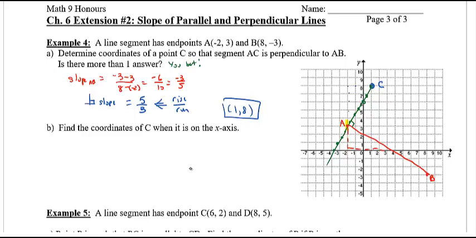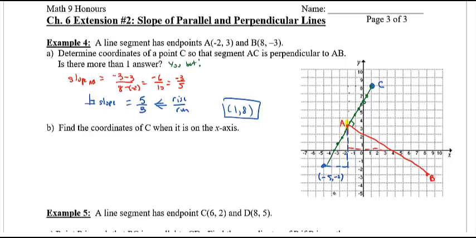Now, is that the only answer? No, I could have went the other way. I could have, instead of rising 5, I could have went down 5, and then to the left 3. 1, 2, 3, 4, 5. 1, 2, 3 as well, and give me this point too, negative 5, comma, negative 2. So like I said, there are many different options, but these are just nice, easy whole numbers, so I'm going to quote that as my answer.